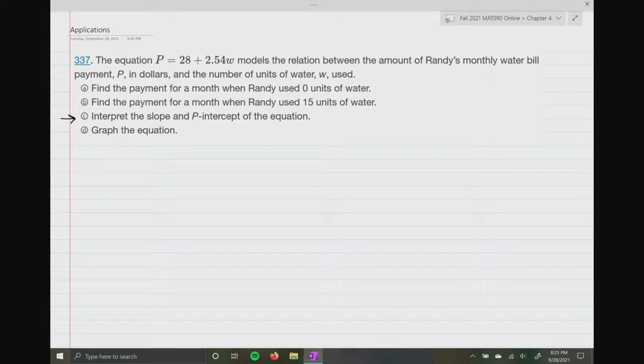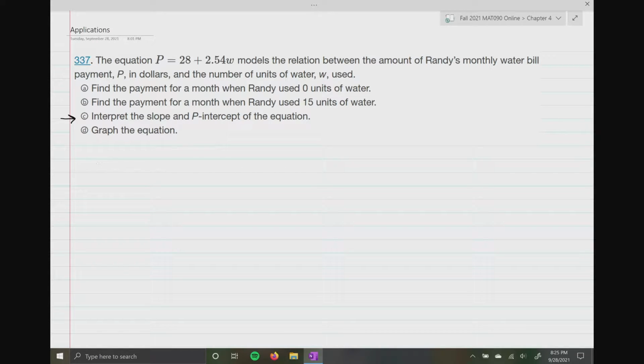the video. But the equation P equals 28 plus 2.5 for W models the relation between the amount of Randy's monthly water bill payment, which is labeled P in dollars, and the number of units of water used. So part A says find the payments for a month when Randy used 0 units of water.